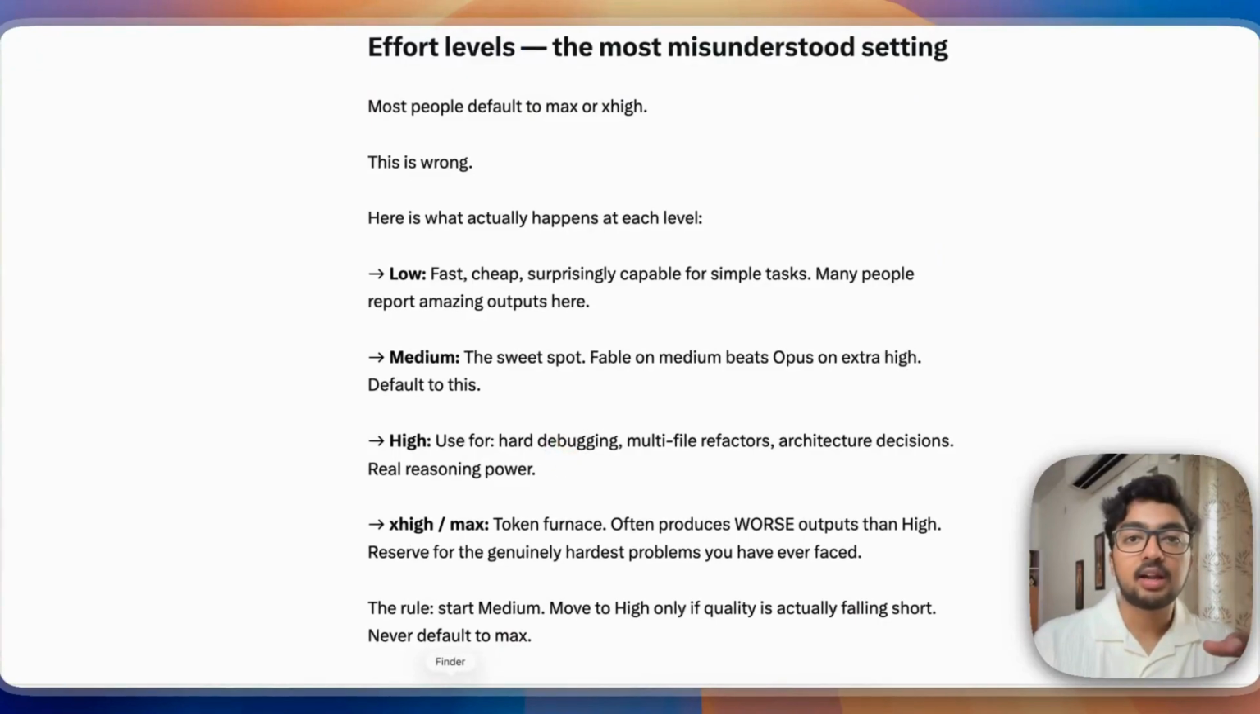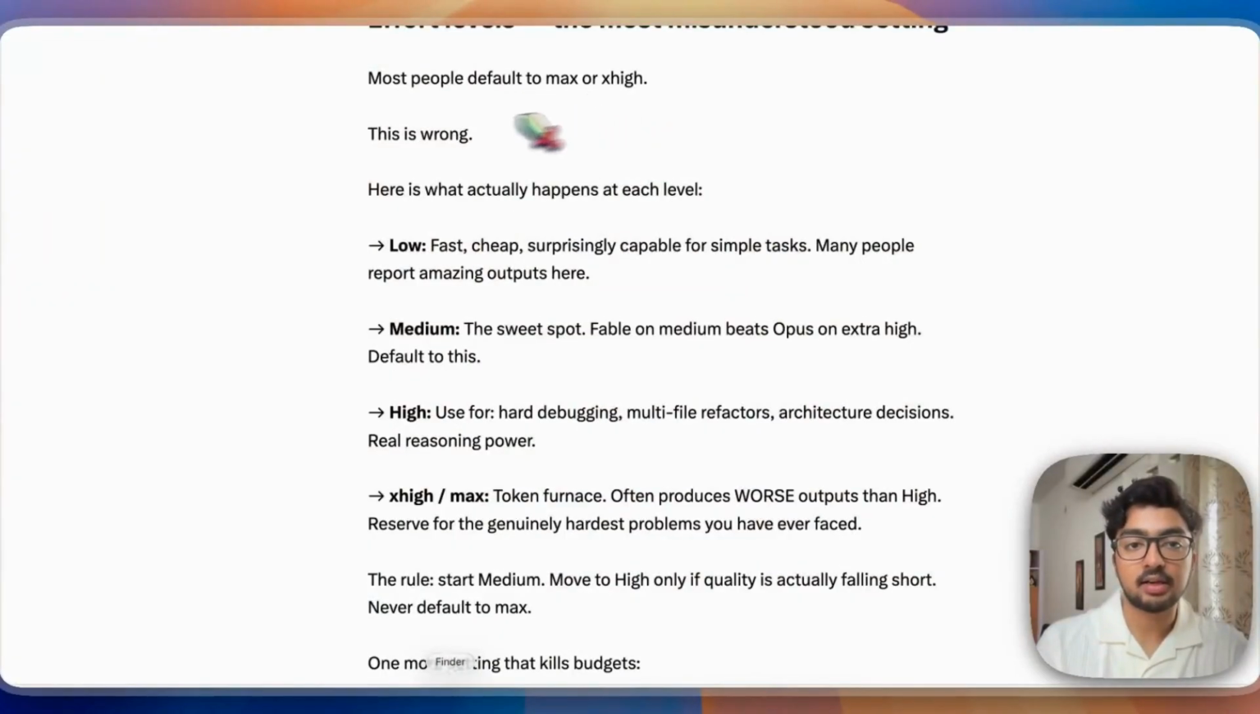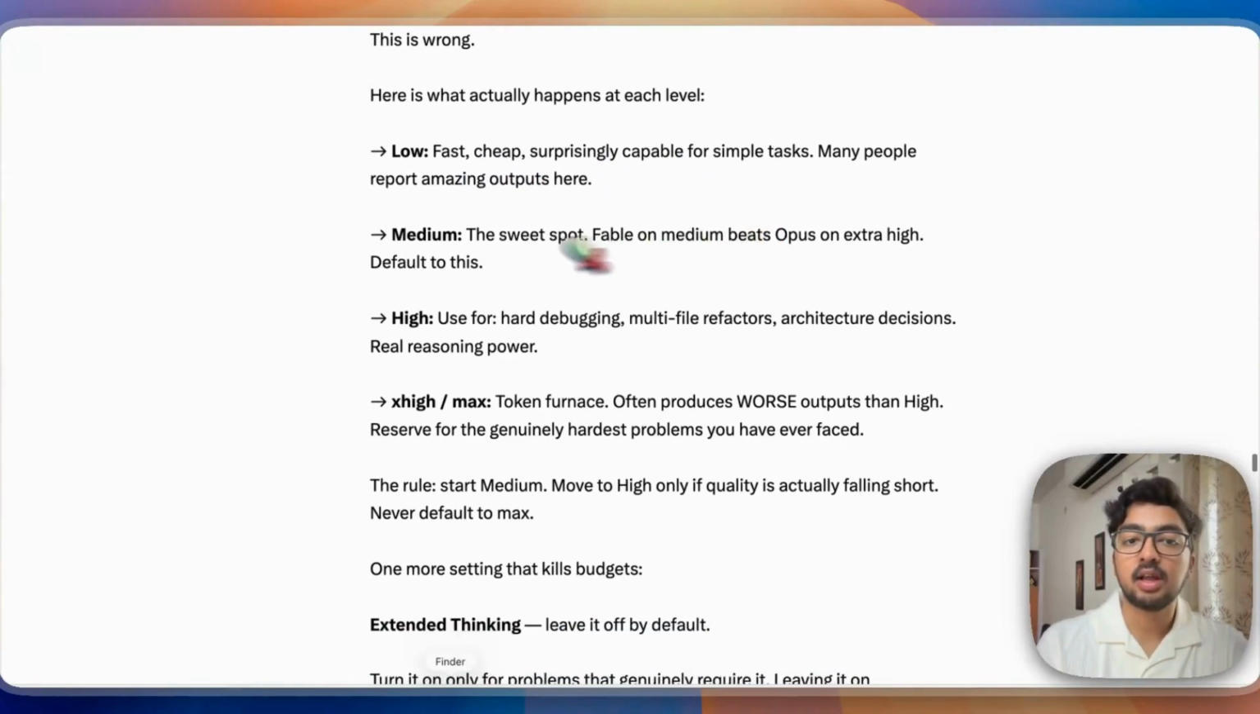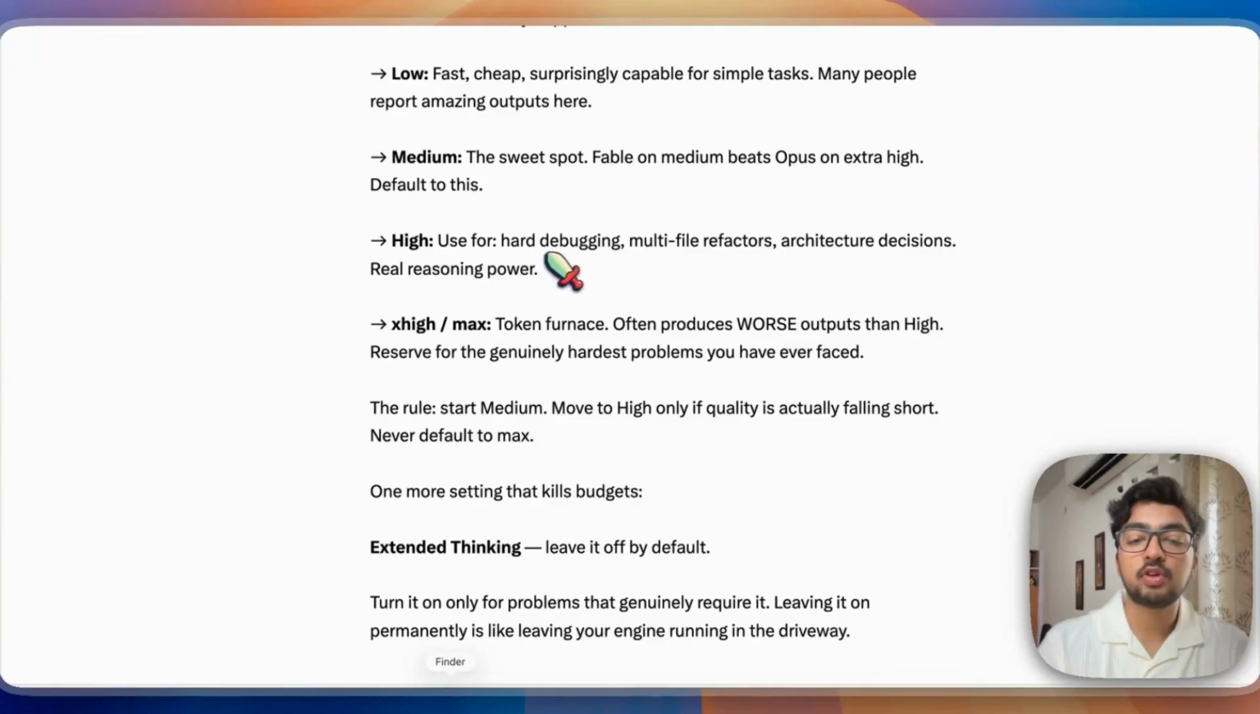Effort levels are something I was talking about previously as well, and I want to help you understand how you can use these effort levels to cut down further on the cost on your bill. Most people default to max or X high, right? This is wrong. Here is what actually happens at each level. Low is fast, cheap, and surprisingly capable for simple tasks. Medium is the sweet spot. High is used for hard debugging, multi-file refactors, architectural decisions, and reasoning power.